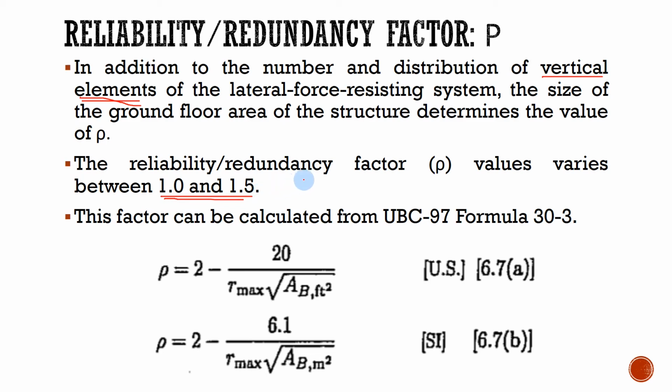To make it easy, the most conservative value for the redundancy factor is 1.0. You can assume 1.0 if your structure is regular. I think we discussed regular structures in the second part: regular in plan, and you have vertical regularity. We already discussed the distinction between regular and irregular structures.